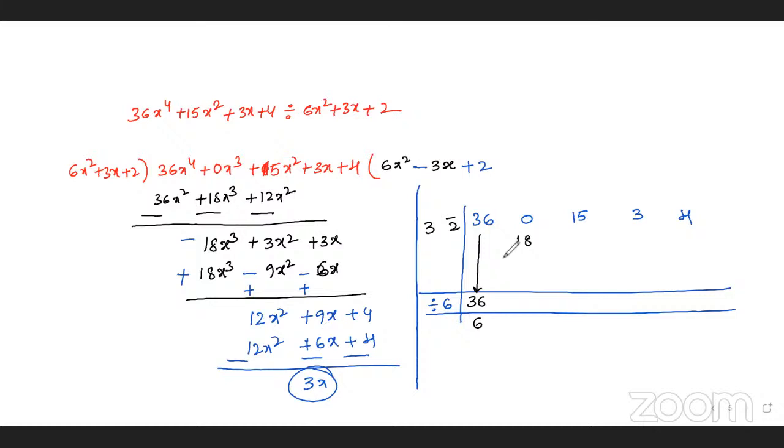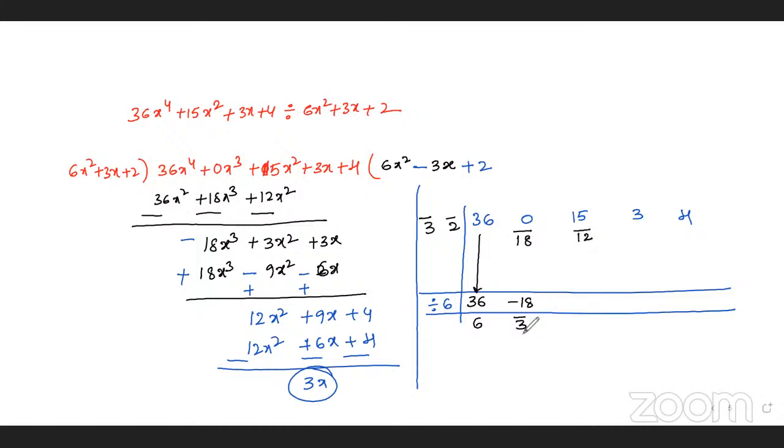What is the thing I did wrong here? Yes, this is minus and this is also minus. Right, so this is minus 18. So let me write here minus 18 divided by 6. That means minus 3. And it will be minus 12.